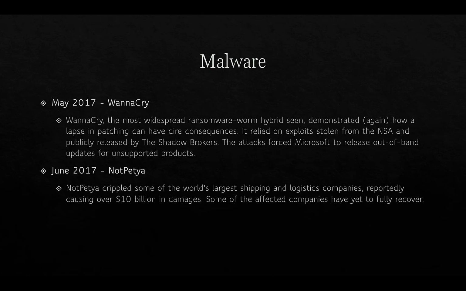In 2017, we saw WannaCry, the most widespread ransomware worm hybrid seen, which demonstrated again how a lapse in patching can have dire consequences. This was unusual because it relied on exploits that were stolen from the National Security Agency and then publicly released by a hacker group called the Shadow Brokers. The attacks forced Microsoft to release specific updates for unsupported products because they were being attacked. So Windows XP, for example, Windows 95, Windows 7, those sorts of products were all being attacked.